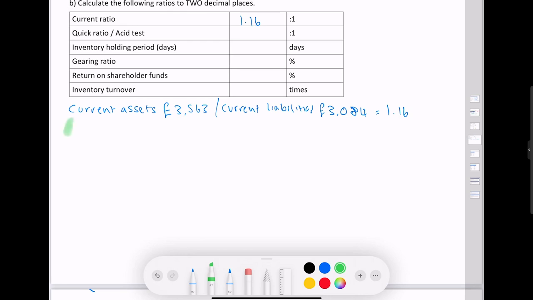So this will be your current assets less inventory, which comes to 2,110,000. Okay, we are working in thousands here, so it'll just show us 2,110, but that is in thousands. That's divided by our current liabilities.